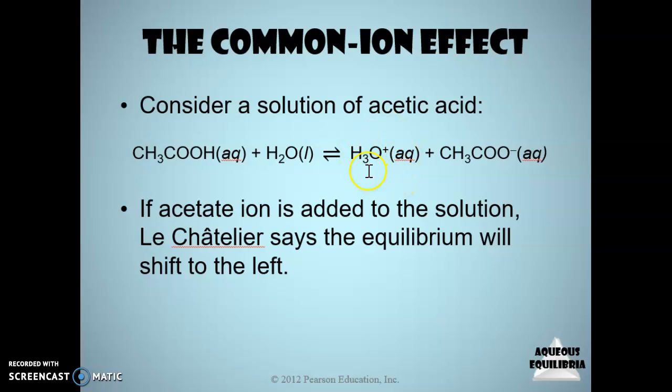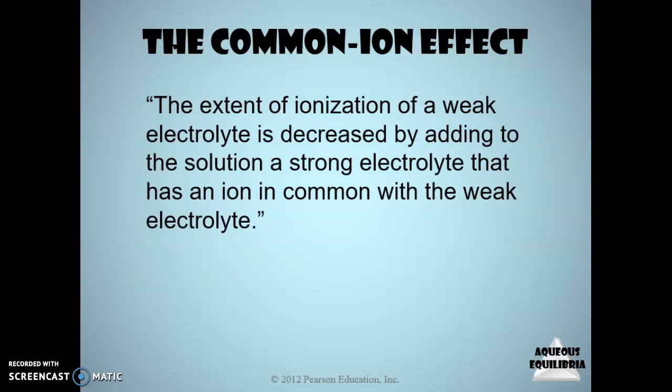So if I were to add hydronium to this system, it's going to push the equilibrium back towards the reactant side. If I add acetate to this system, it's going to push it back towards the reactant side. So common ion effect is basically something you already know. It's Le Chatelier. It says that the extent of ionization of a weak electrolyte is going to be decreased by adding to the solution a strong electrolyte that has an ion in common with the weak electrolyte.